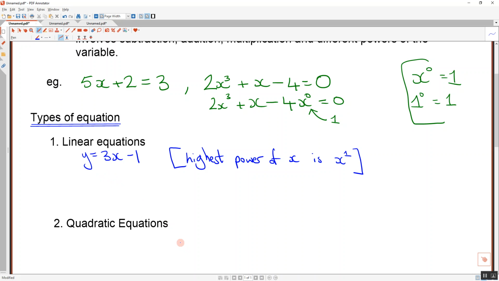Now if it was x to the 2, I'm going to jump down here just because Avi's mentioned it. If I've got a squared term, then it becomes a quadratic equation. So the highest power of x in a quadratic is x squared.